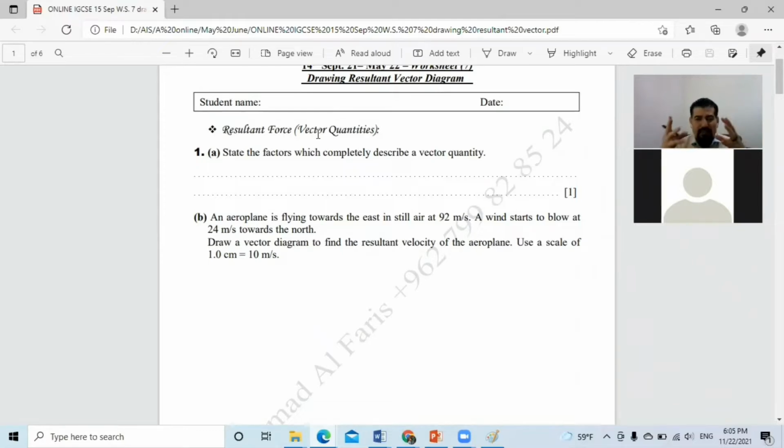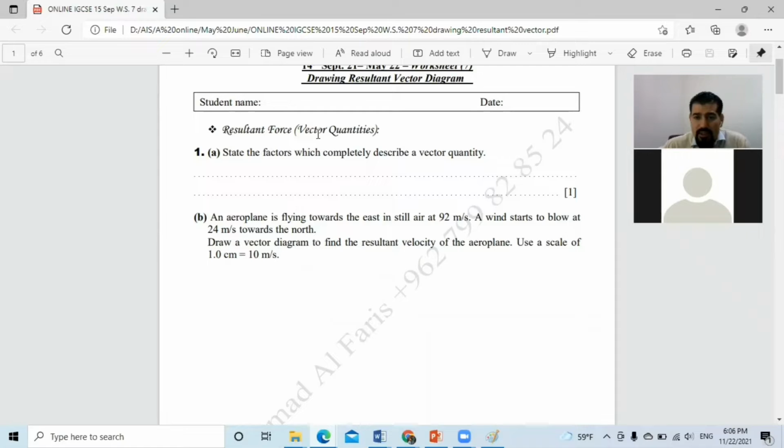What's the main difference between scalar quantities and vector quantities? Vector quantities, they have what? That scalar quantities don't have. Yes, shukran ya Salma, shukran ya Abdurrahman, they have direction. And the direction is very important because whenever we change direction, we change the value. The magnitude will change.